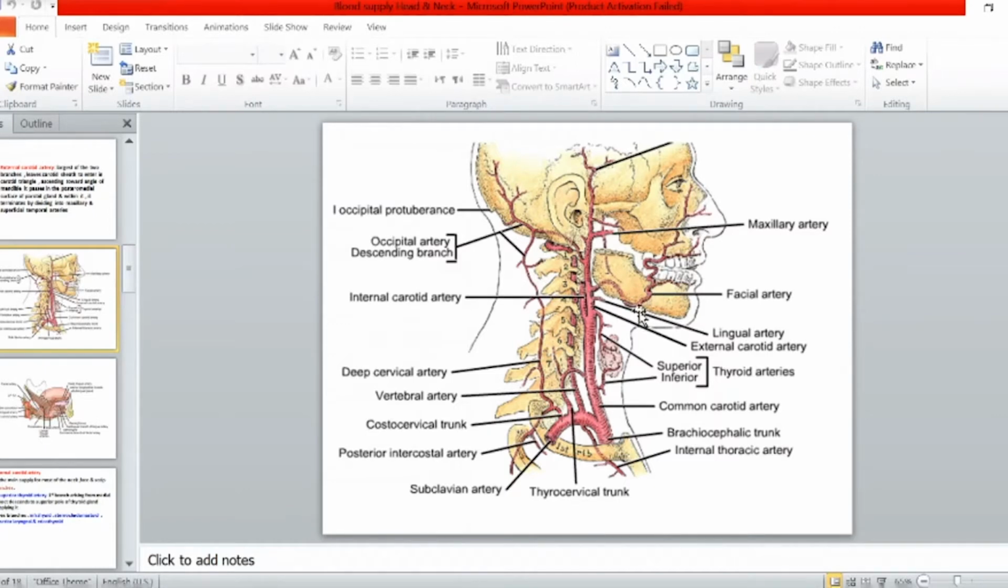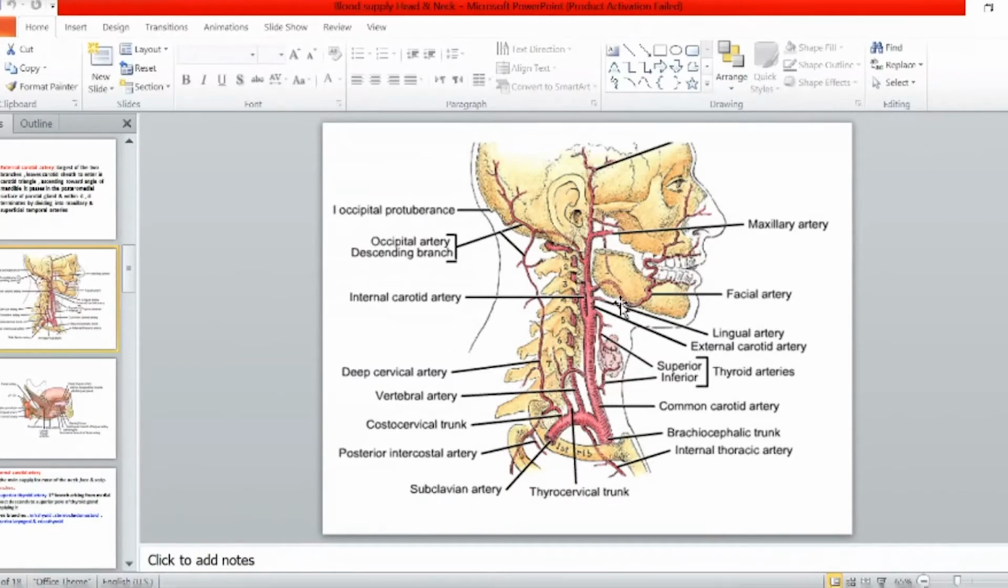You can feel the pulsations of the facial artery here just at this point over the base of the mandible anterior to the masseter. If you clench your teeth, the masseter will stand up, and then anterior to the masseter you can feel the pulsations and roll the facial artery under your index finger over the base of the mandible.